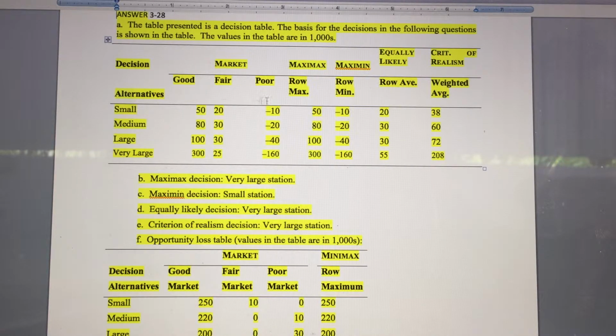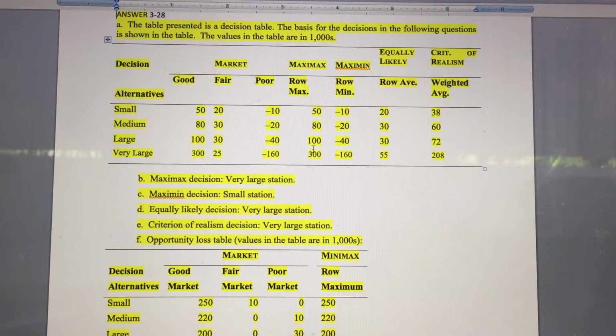The maximum across the row for small: the highest value among the 50, 20, minus 10 is 50. The highest value among the medium, 80, 30, minus 20, is 80. The highest among 100, 30, negative 40 will be 100. The maximum among the 300, 25, negative 160 is 300.